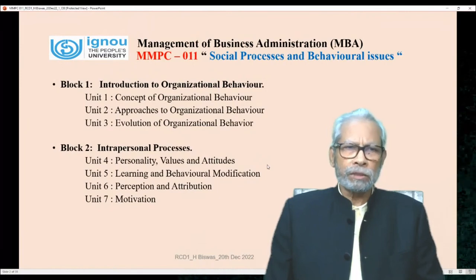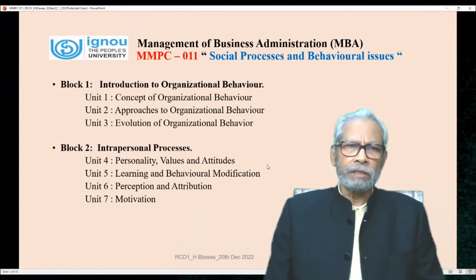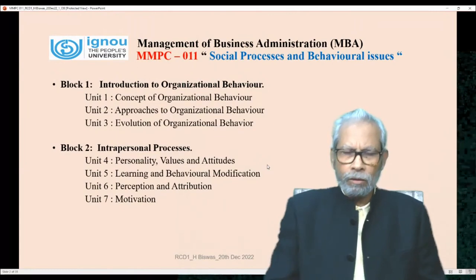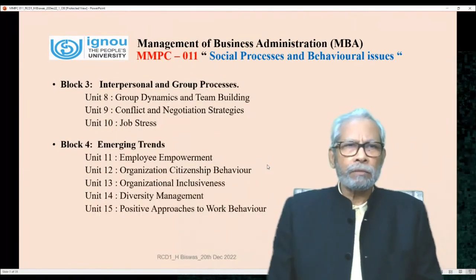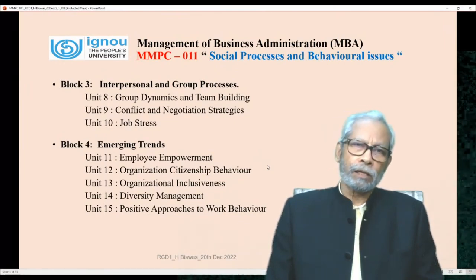Block 2 is Interpersonal Process, where there are 4 units. Unit 4 is personality, values, and attitudes. Unit 5 is learning and behavioral modification. Unit 6 is perception and attributions. And unit 7 is motivation. Block 3 again contains 3 units. Unit 8 is group dynamics and team building. Unit 9 is conflict and negotiation strategies. And unit 10 is job stress.